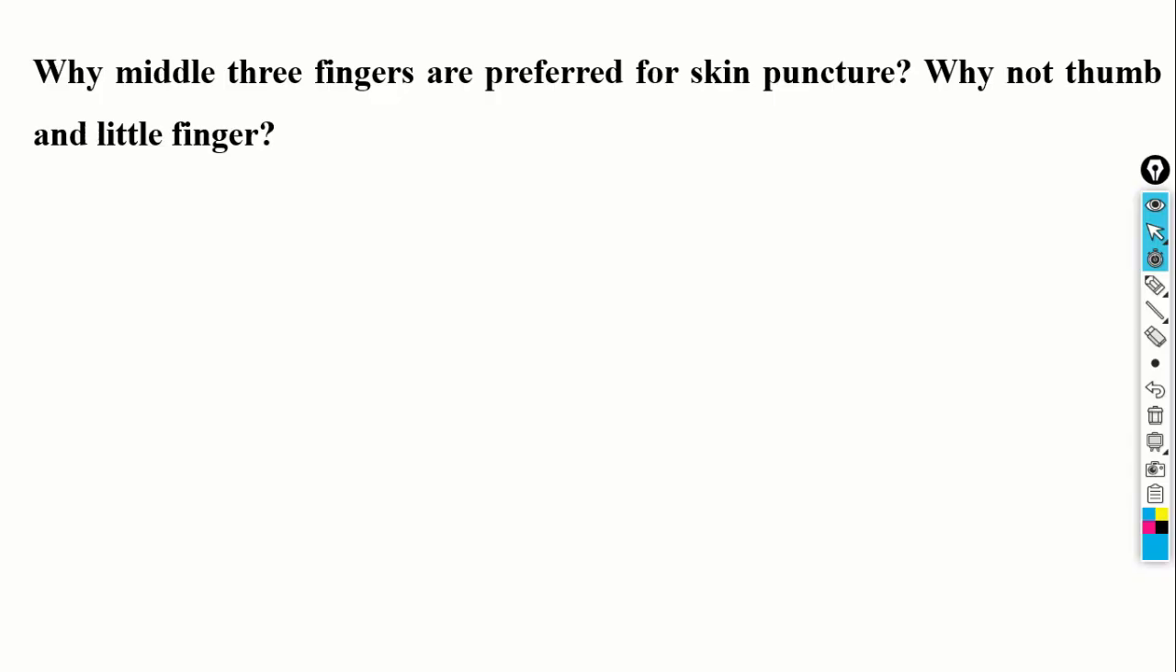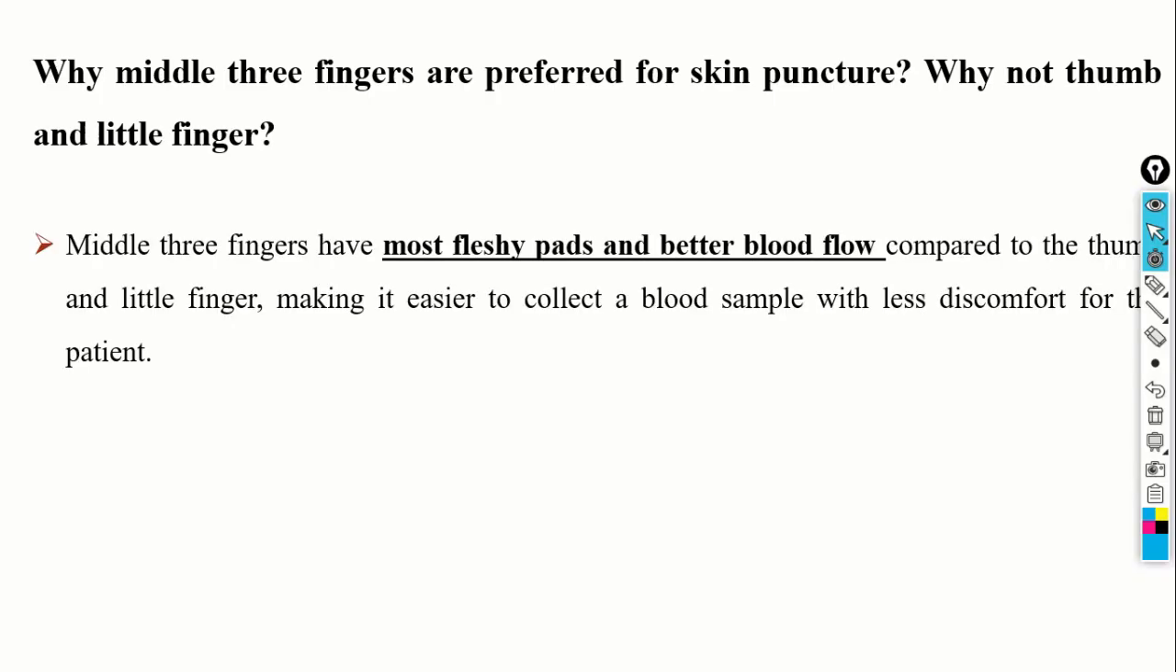And why are the middle three fingers preferred for skin puncture? Why not the thumb and little finger? So when performing a skin puncture, the middle three fingers are always preferred because they have the most fleshy pads and a better blood flow compared to the thumb and little finger, and also it is easy to collect the blood sample with less discomfort for the patient.